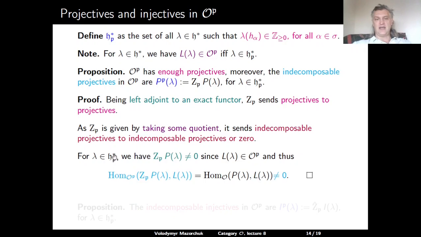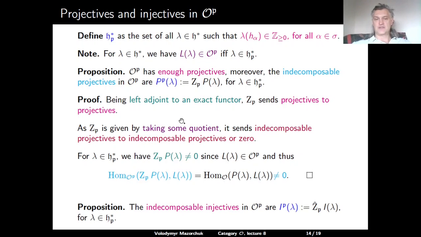And if we have a lambda in HP star, the claim is that the image of the corresponding indecomposable projective P lambda in O under ZP is non-zero, because we can compute the Hom space in OP from this image to L lambda using adjunction, so we move ZP to the right-hand side. So this Hom is equal to Hom in O from P lambda to the inclusion of L lambda in O, and this is non-zero. So this Hom is non-zero, which in particular means that the first argument of the Hom must be non-zero. So this implies that ZP of P lambda is exactly the indecomposable projective PP lambda.